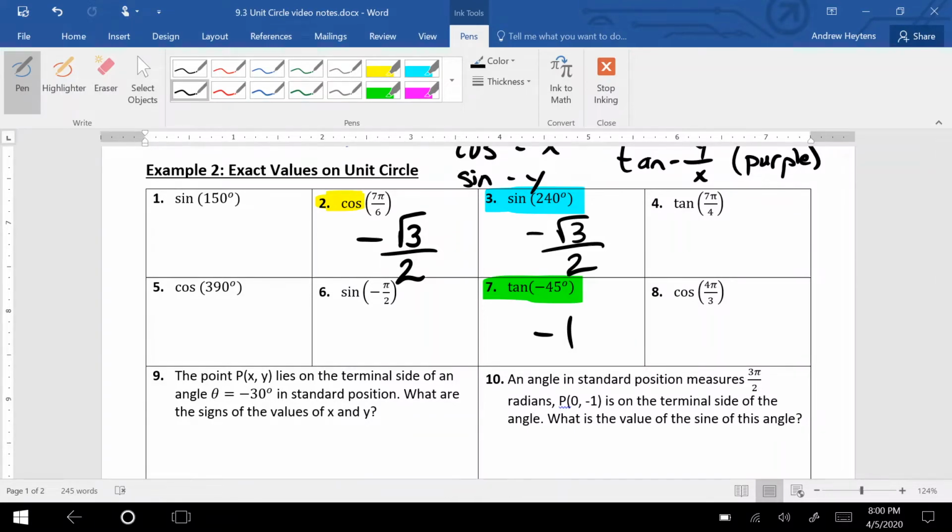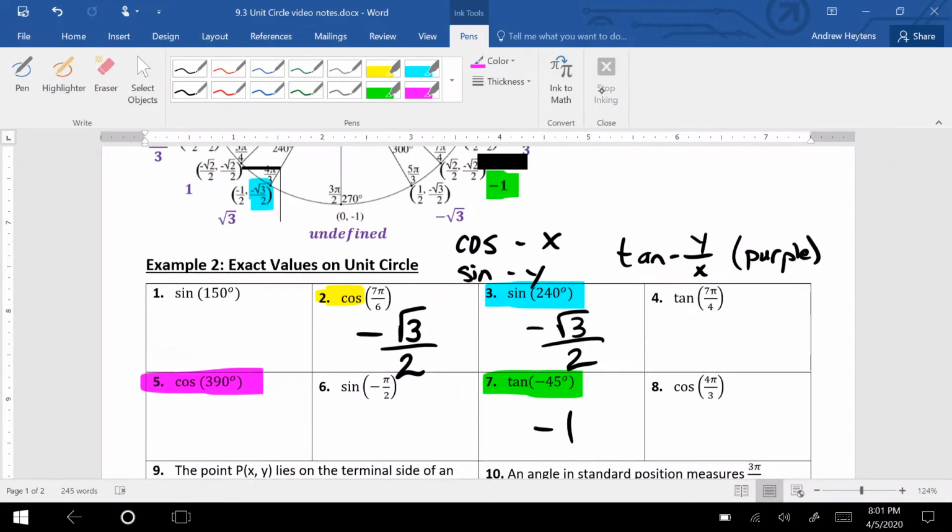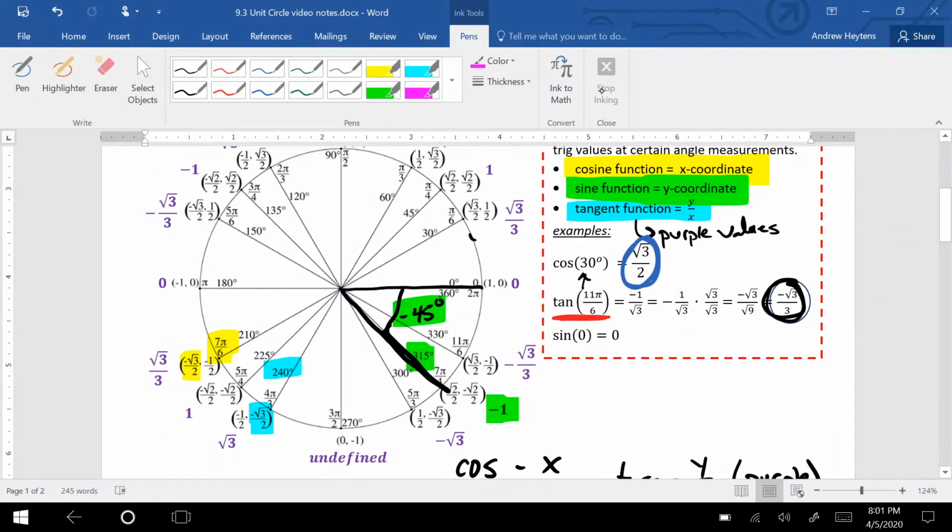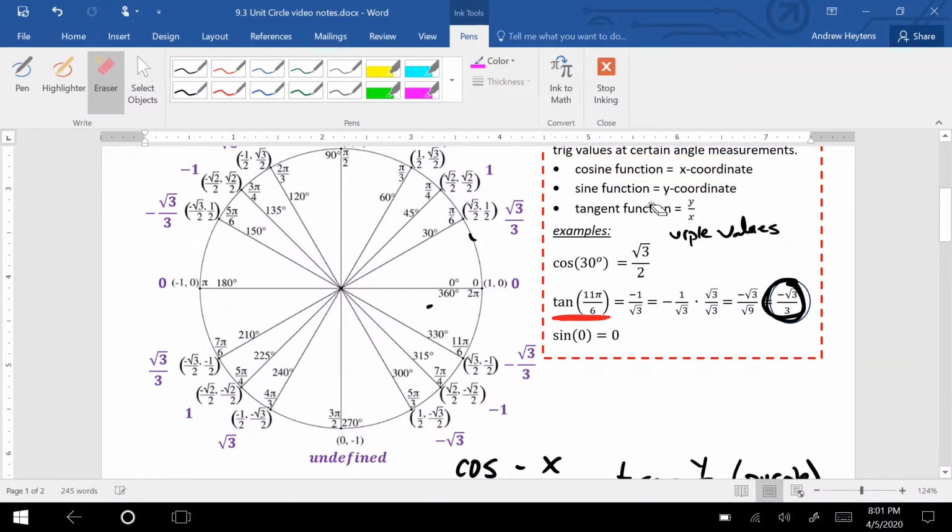Okay, I'm going to do one more. Number 5 here. I just noticed it. We did this one in purple. Okay, students tend to struggle with these numbers that get bigger or that are quote unquote not on the circle. Okay, so number 5 says cosine of 390 degrees. Okay, so a common question that I would get if we were in class would be, Mr. Heitens, 390 degrees is not on the circle. It only goes to 360. Correct. Visually, the only thing that is on the circle, it goes up to 360.